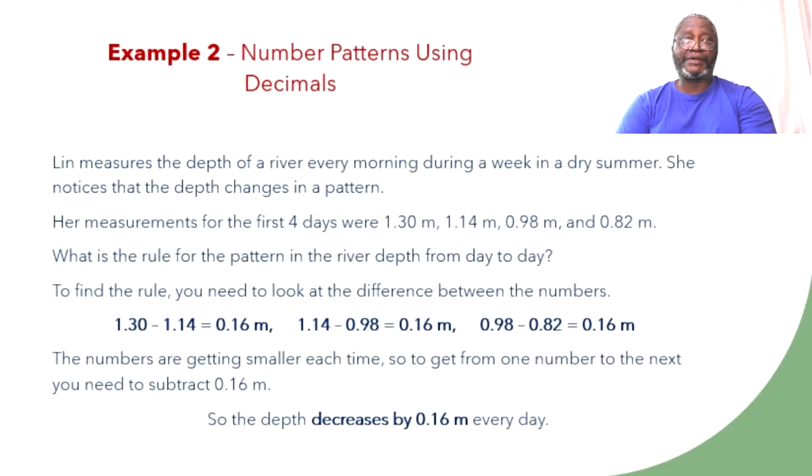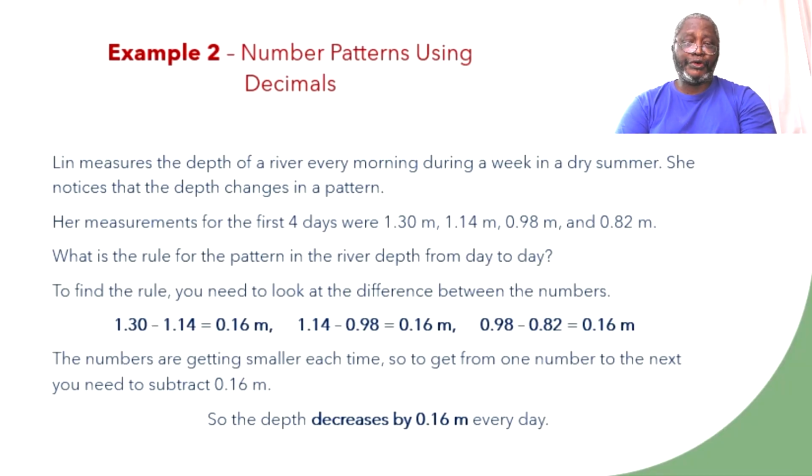Example 2, number patterns using decimals. Lynn measures the depth of a river every morning during a week in a dry season. She notices that the depth changes in a pattern. Her measurements for the first 4 days were 1.3 meters, 1.14 meters, 0.98 meters, and 0.82 meters. What is the rule for the pattern in the river depths from day to day?